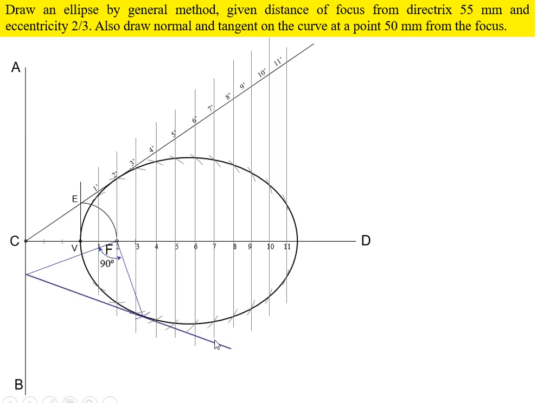This is the tangent. On this point, draw one more line perpendicular to it, which is called the normal. This is the tangent, and the perpendicular drawn is called the normal. So now this is the solution of this question. Please note it down. Thank you.